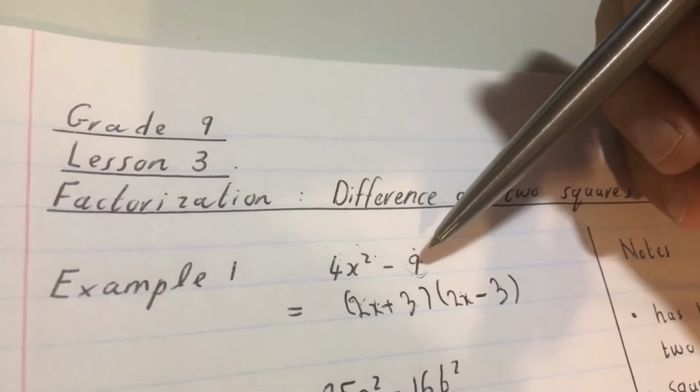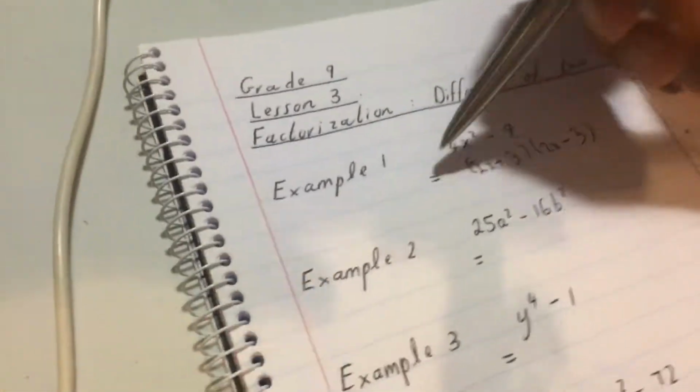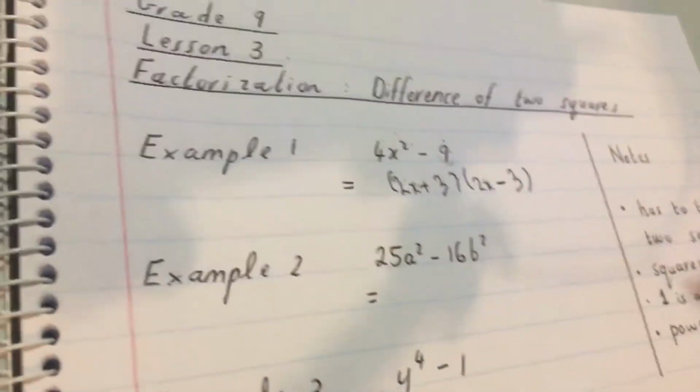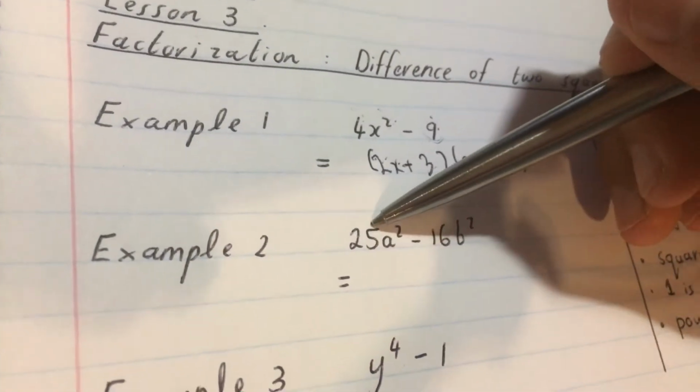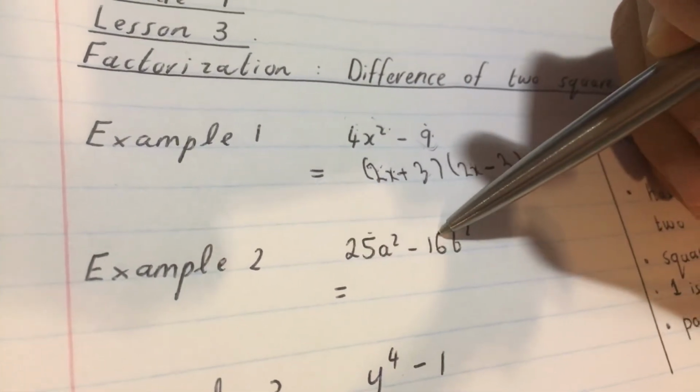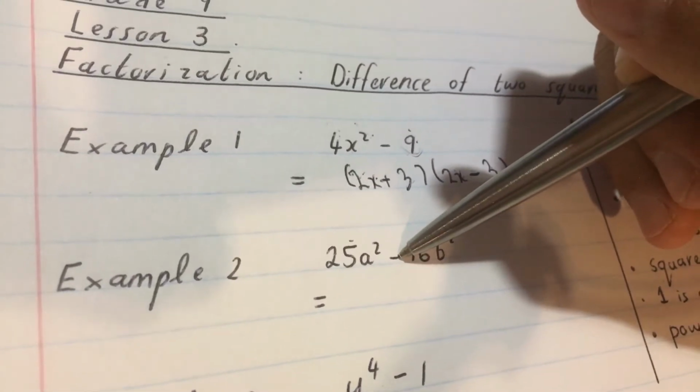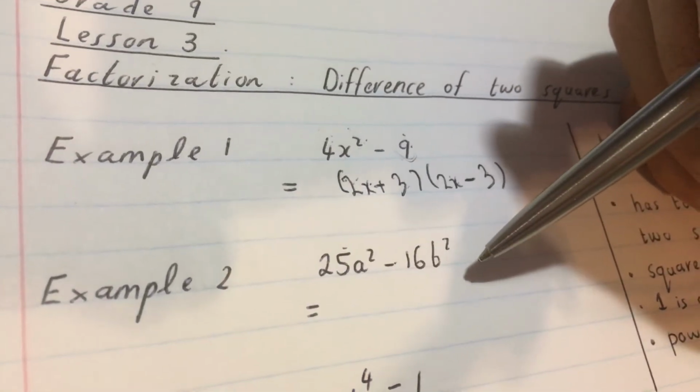Well, let's try another one. Again, it's exactly the same step. Do I have a square here? Yes. Do I have a square here? Yes. Is there a difference? Yes. So it's a difference of two squares.